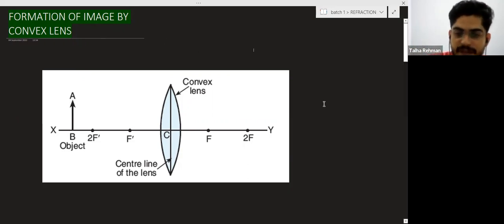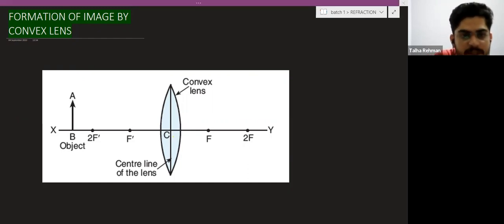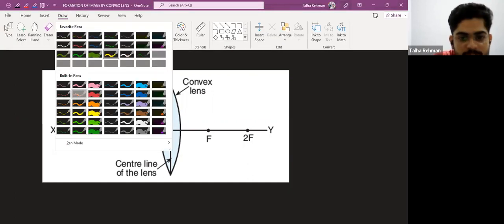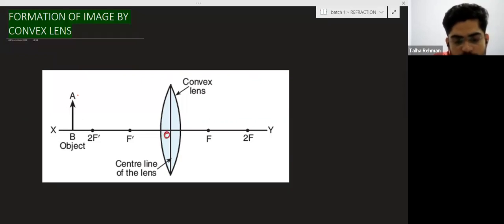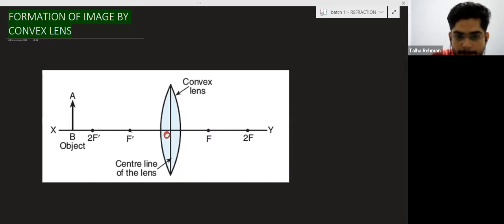Okay. So now see this diagram. This is the convex lens already given here. We already know, this point is the optical center. This is O. And this is the focus. This is the first focus. This is the second focus.